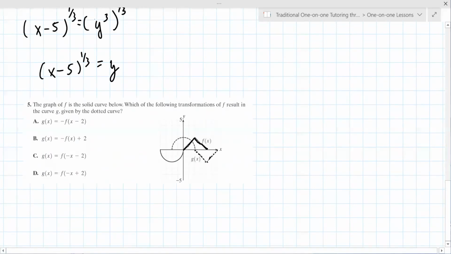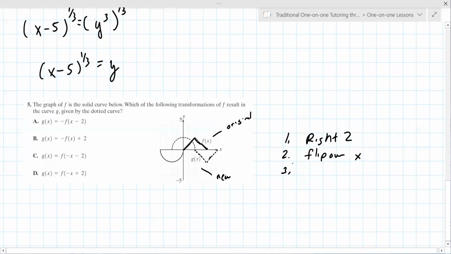So if f is the original, and this dotted black one is the new, tell me in words what's going on with it. Can you say like up, down, left, right, flip? What do you see? Yeah, so it's right 2 units and then flipped over the x-axis. Yes.